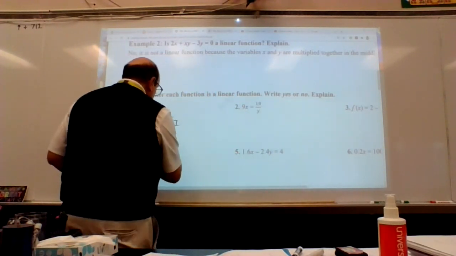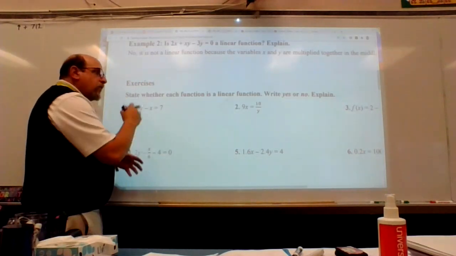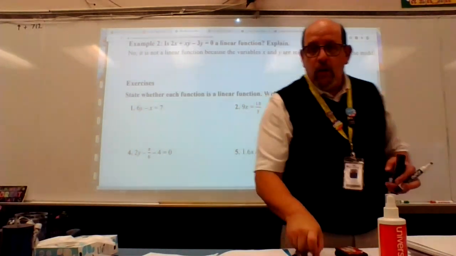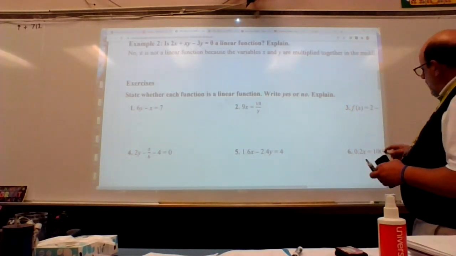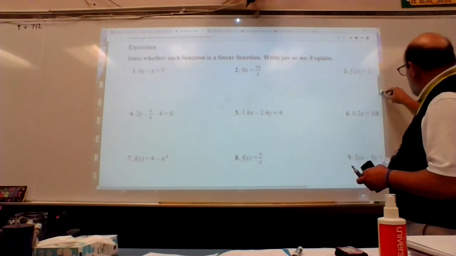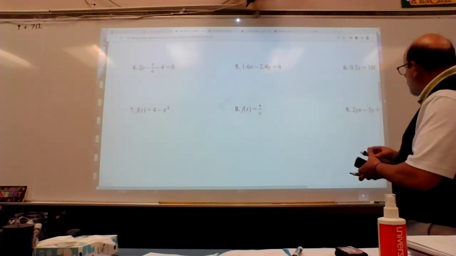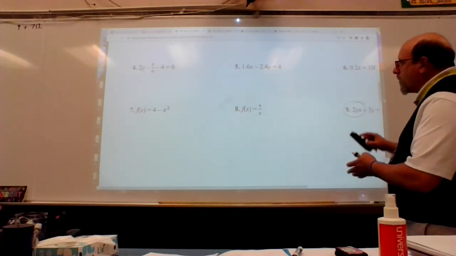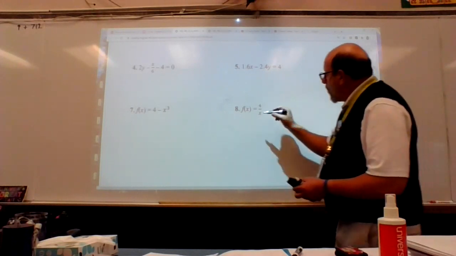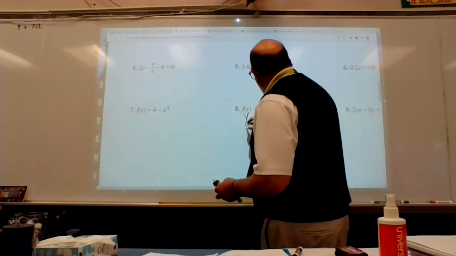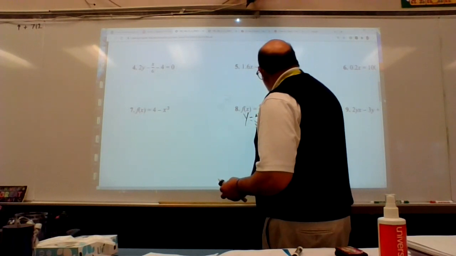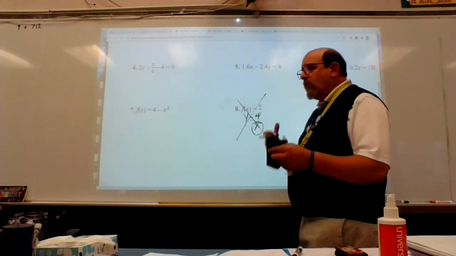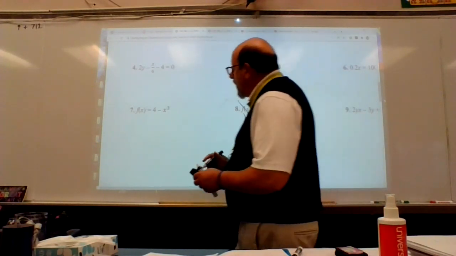All right. So those are our examples. If you go through those, it should be pretty easy. Nothing very, very difficult about this page. We already see an x being multiplied by y in number 9, so we're going to get rid of that right away. We see y equals 4 over x. We have an x in the denominator. That doesn't work. This is all very, very easy stuff, right?